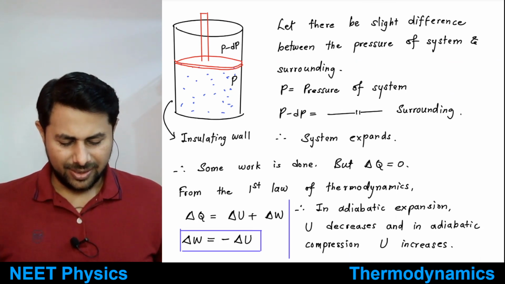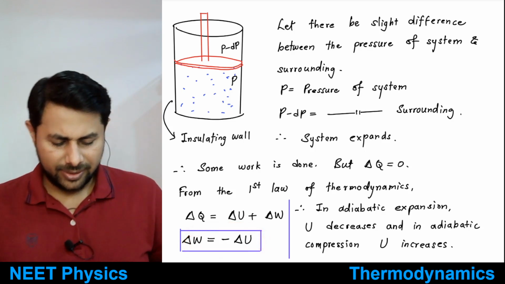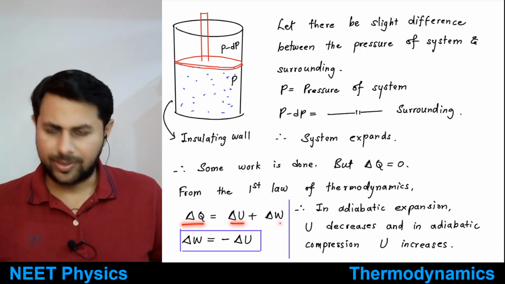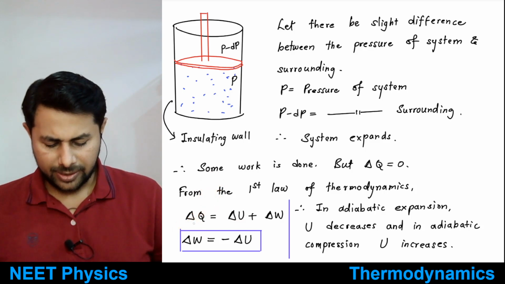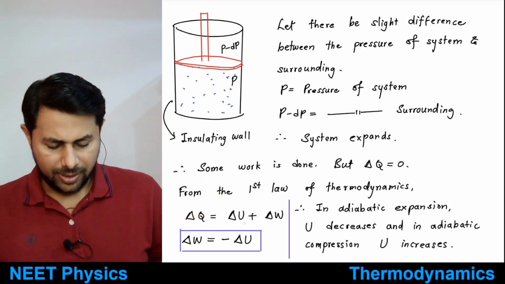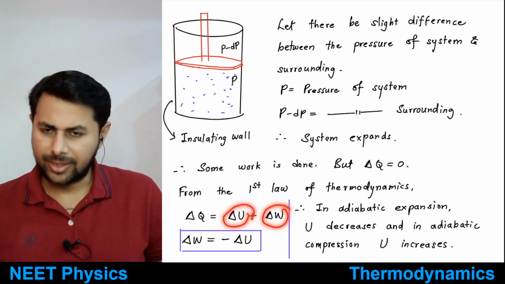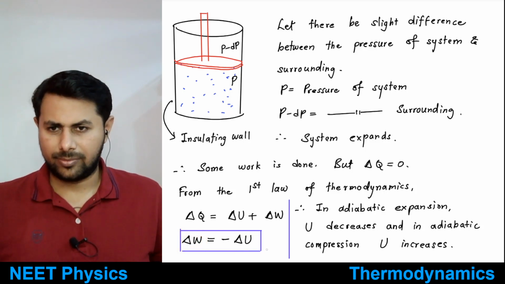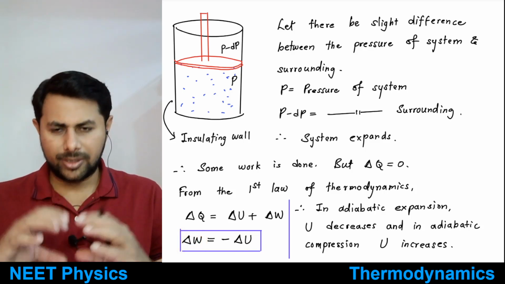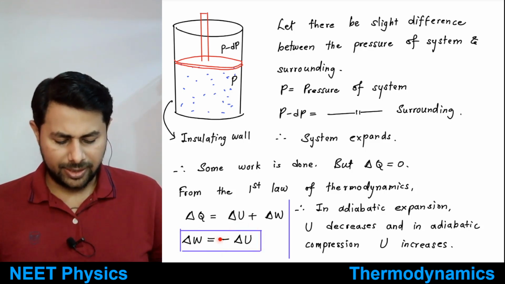So now, I have explained that on this slide. Delta Q is equal to delta U plus delta W, and in this process delta Q is 0. So take delta W on one side and delta U on the other side, so delta W is equal to minus delta U. If the system does some work, what will happen? Its internal energy would decrease. There is a negative sign.